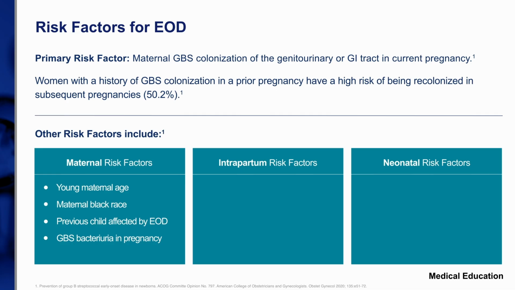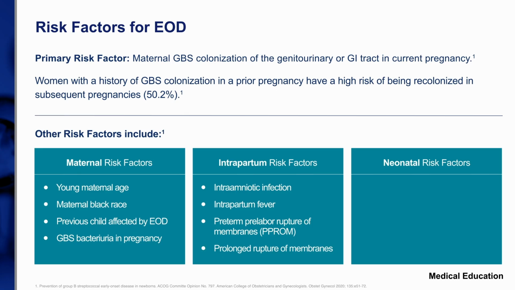Intrapartum risk factors include intraamniotic infection, intrapartum fever, preterm pre-labor rupture of membranes, and prolonged rupture of membranes. Neonatal risk factors include a gestational age of less than 37 weeks, so a premature birth, and a very low birth weight.